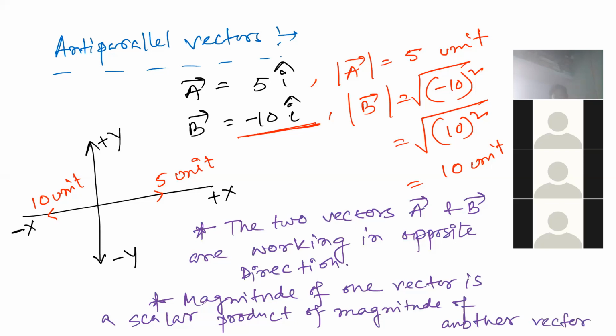Okay. So whenever these two points are satisfied, then only I can say that these two vectors are anti-parallel in nature. In this example, the A vector and B vector are anti-parallel in nature. Is this thing clear, everyone? Yes, sir. Okay, very good.